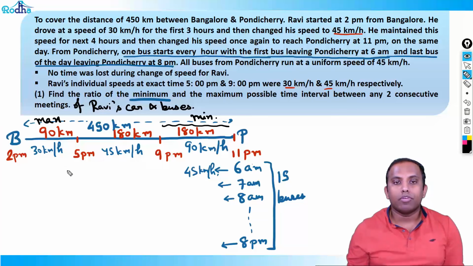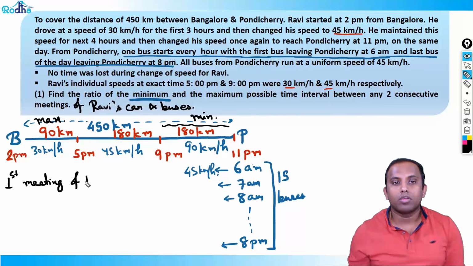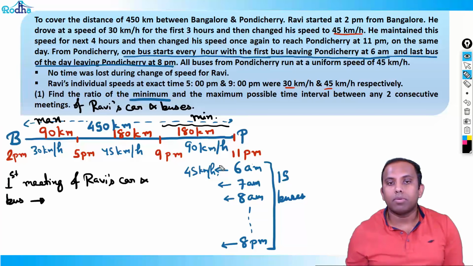My concern here is first the first meeting of Ravi's car and bus. What is the first meeting? Obviously the first bus I'll meet.